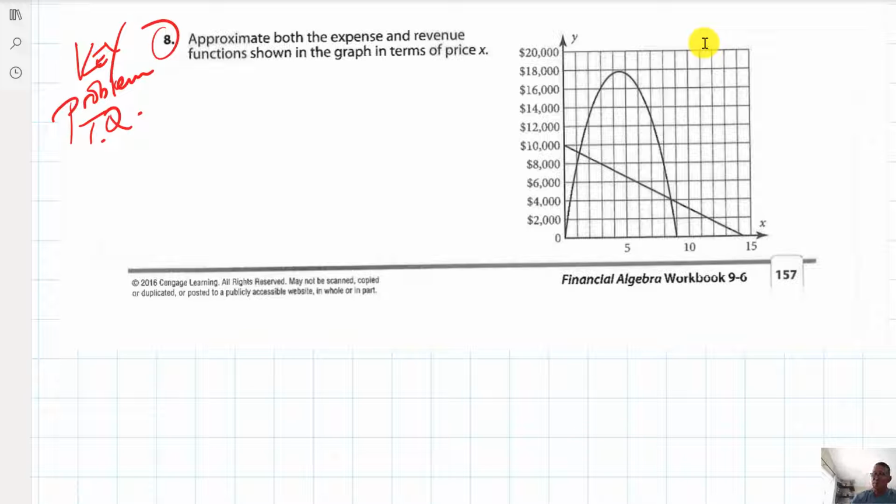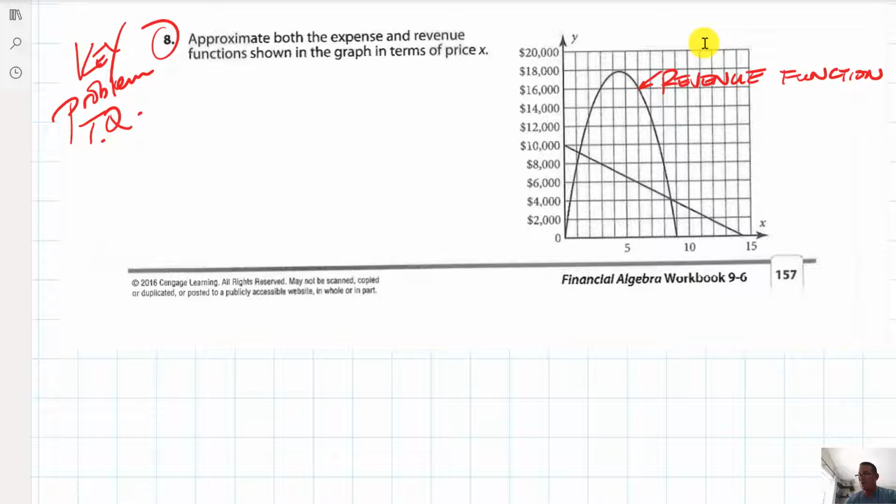Okay, so here we go. I'm going to show you how to do this algebraically. We approximate the expense and revenue functions in the graph. Let's annotate it first. You have your expense function here and your revenue function, the parabolic one. So this one here is your revenue function.